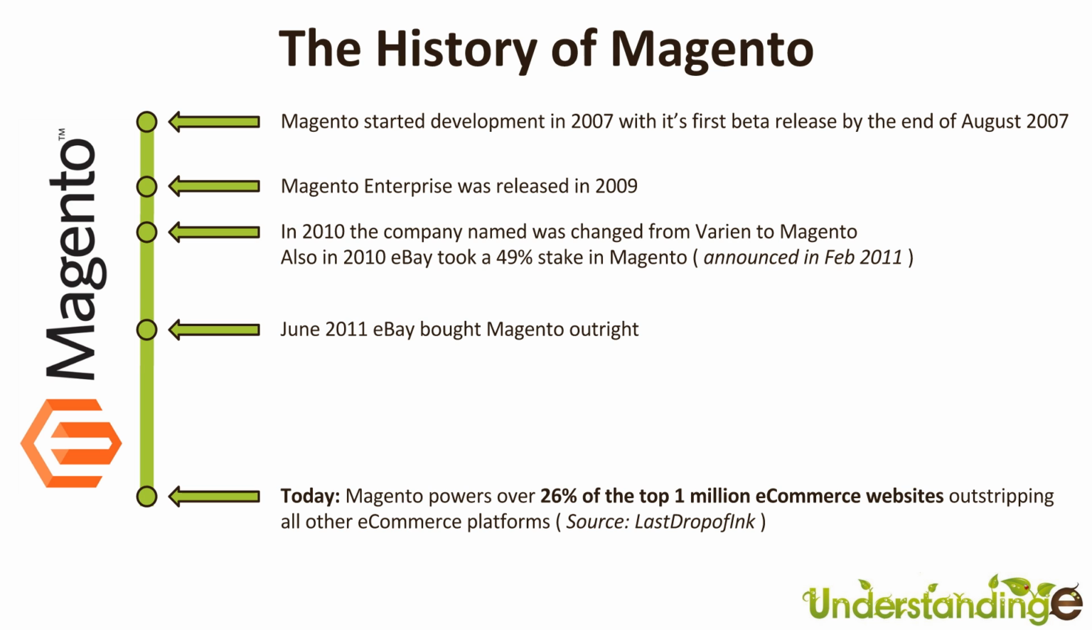Now, in 2010, the company was originally called Varien, and they would change their name to Magento. And then secretly, in the same year of 2010, eBay took a 49% stake in Magento, and this wasn't actually announced until February 2011. Then about 6 months later, in June of 2011, eBay bought the remainder of the Magento stock and now own it outright. It's all part of the eBay Inc.